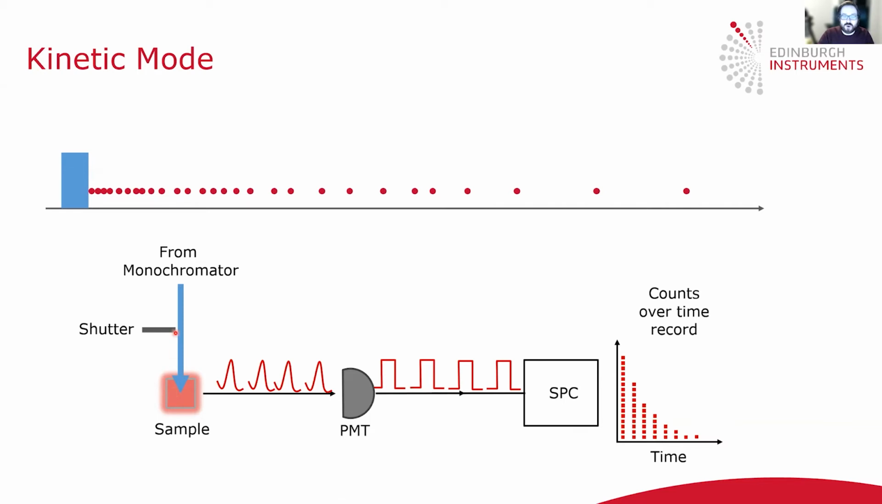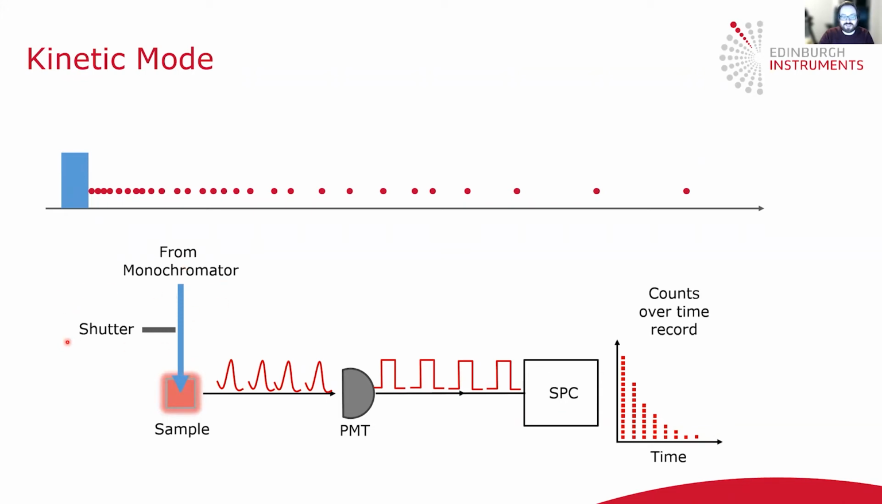So one option is you can keep the sample constantly illuminated throughout the measurement. This could be useful, for example, if you're looking at the degradation of your sample over time. You can monitor the change in photoluminescence intensity as a function of exposure time to the excitation light.